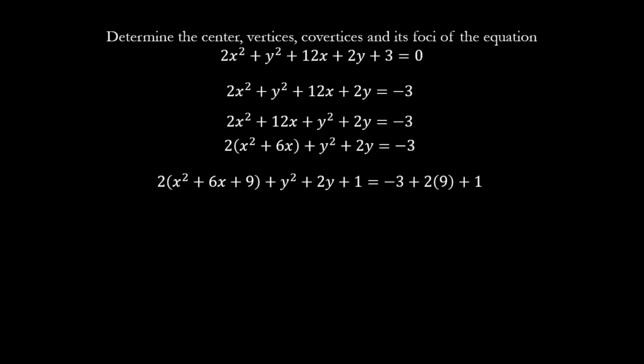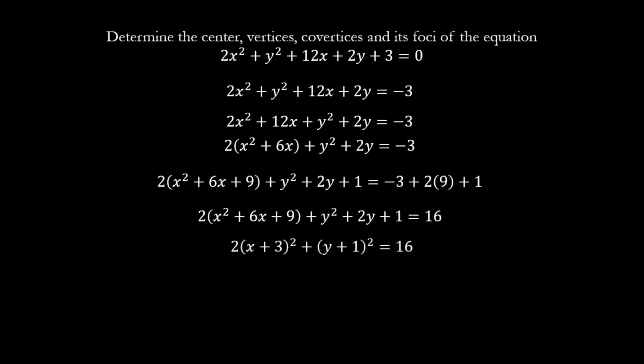18 minus 3, that is 15. 15 plus 1, that is 16. Okay? Then, factor natin, since this is already a completed square, so magiging ganyan siya. Okay? So, in order to obtain the standard form of the ellipse, we need to convert 16 into 1. Pero paano? I-divide natin siya by 16.